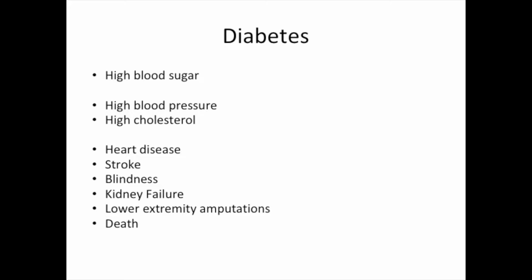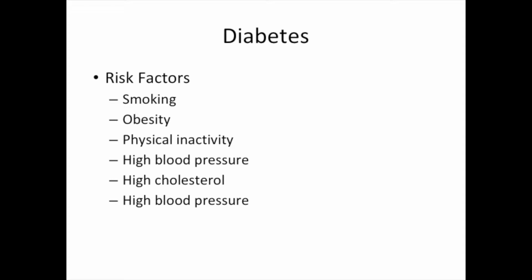Diabetes is a disease characterized by high blood sugar. Sufferers often develop high blood pressure and high cholesterol. The disease can lead to heart disease, stroke, blindness, kidney failure, lower extremity amputations, and ultimately death. Risk factors for diabetes include smoking, obesity, physical inactivity, high blood pressure, high cholesterol, and high blood glucose.